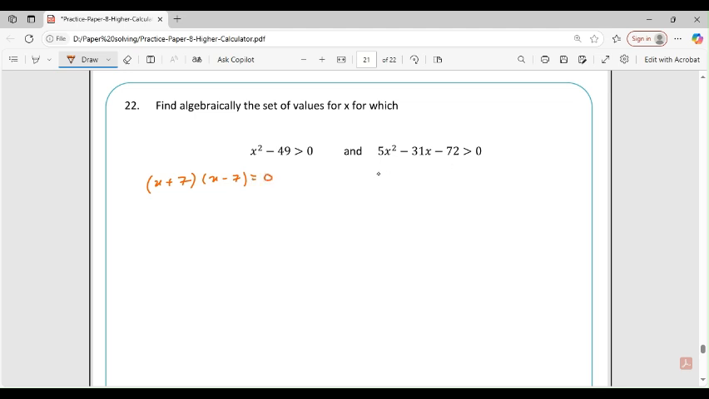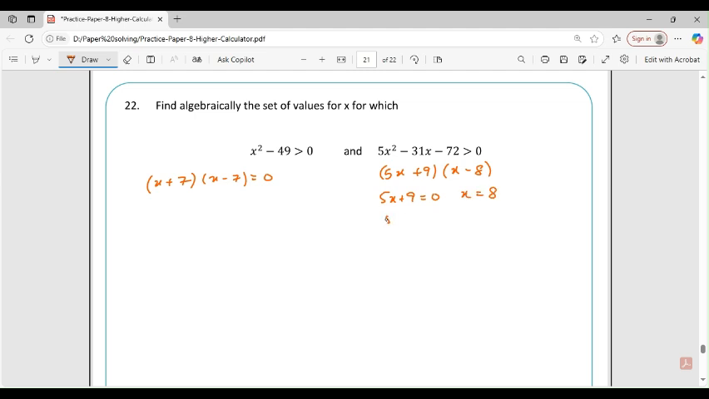Now for the next one, I do direct factorization: 5x plus 9, and x minus 8 can be taken, because 5 times 8 is negative 40. Negative 40 plus 9 is going to give us minus 31. So these are the two factors of this expression.